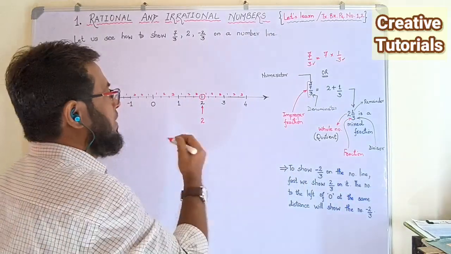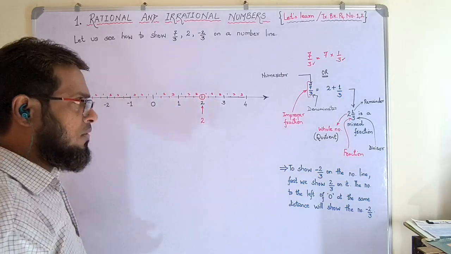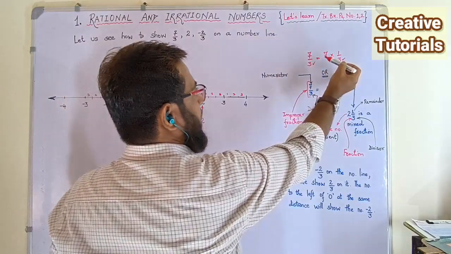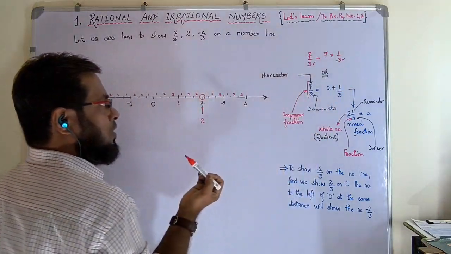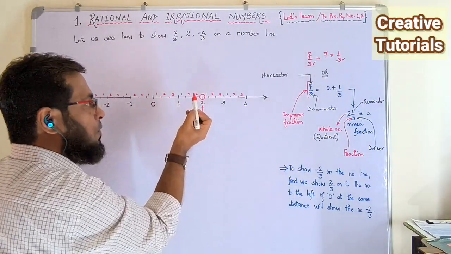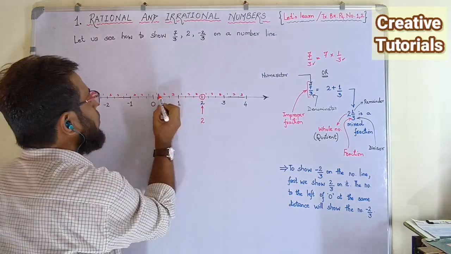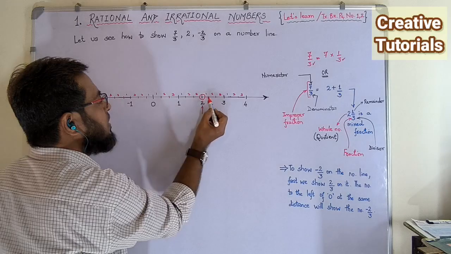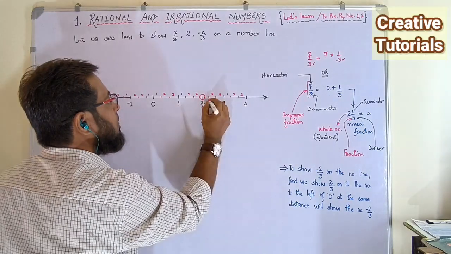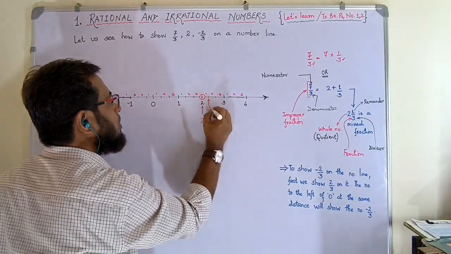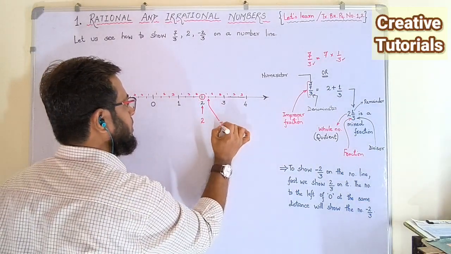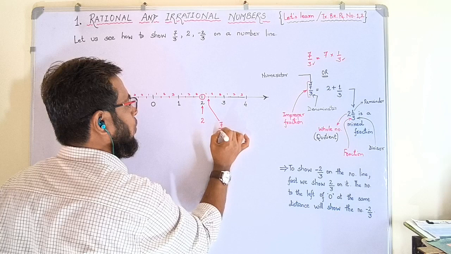Alright, so now the question is, let us see how it goes about. Now, it is 7, correct, no? Now start counting 7 digits, okay, from 0. So 1, 2, 3, 4, 5, 6, 7. This is my point. Okay, this point is nothing but 7 upon 3.